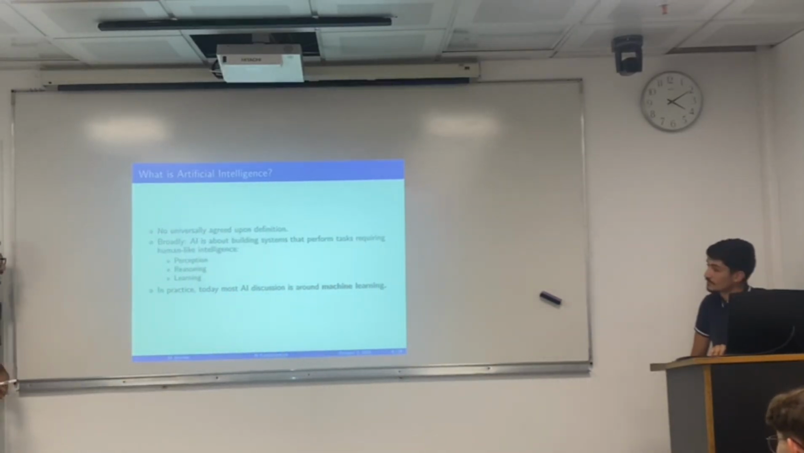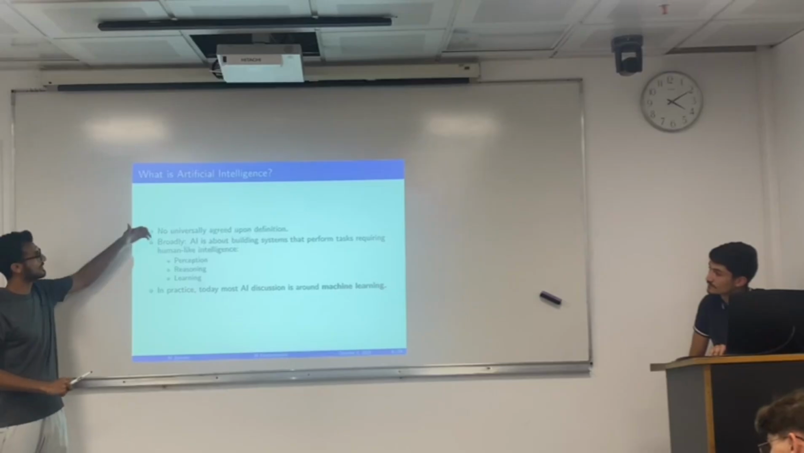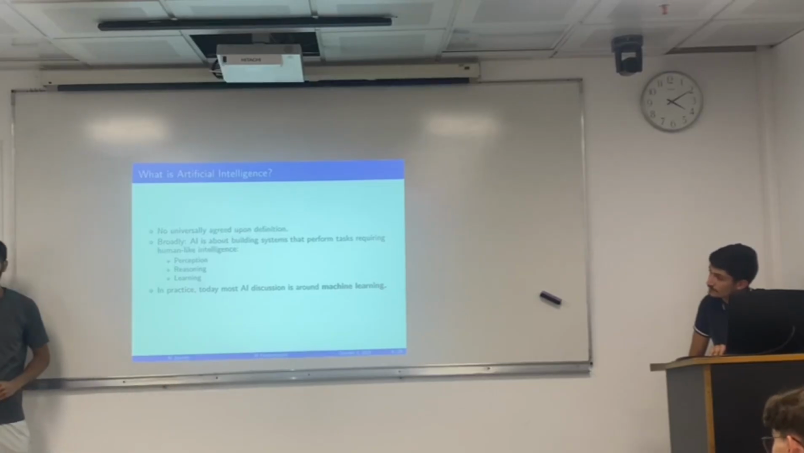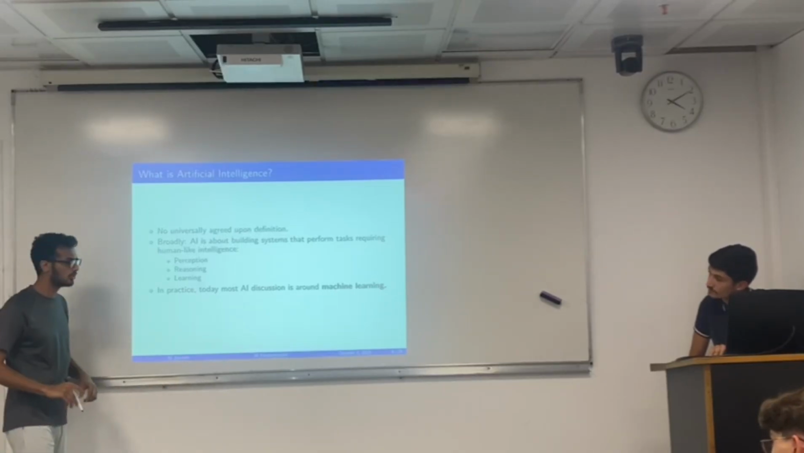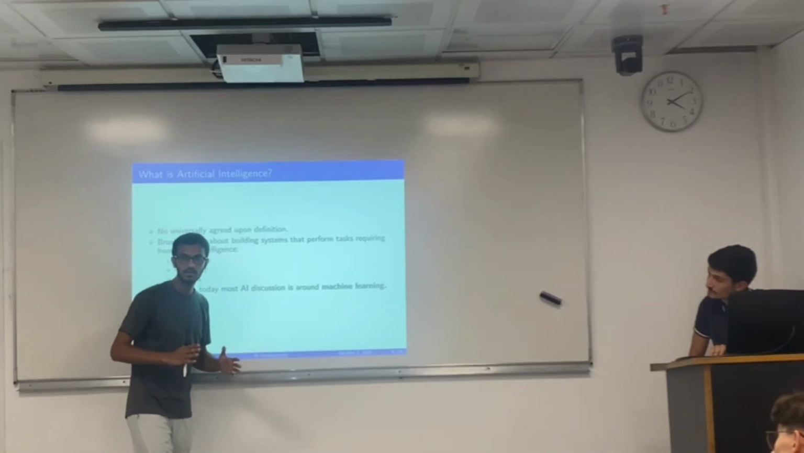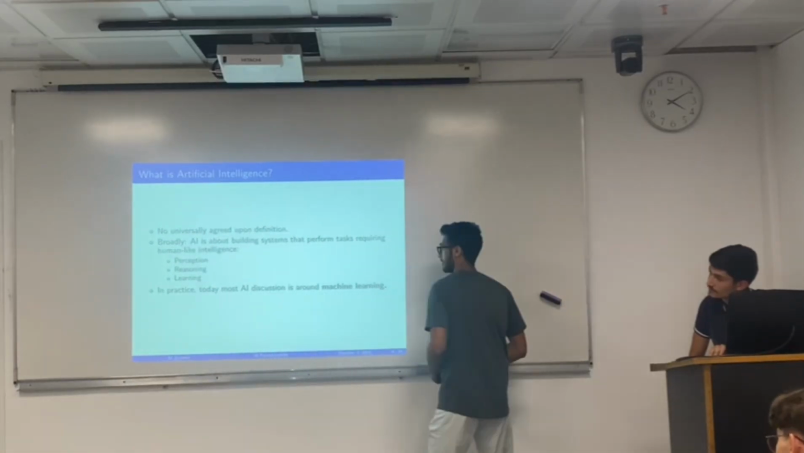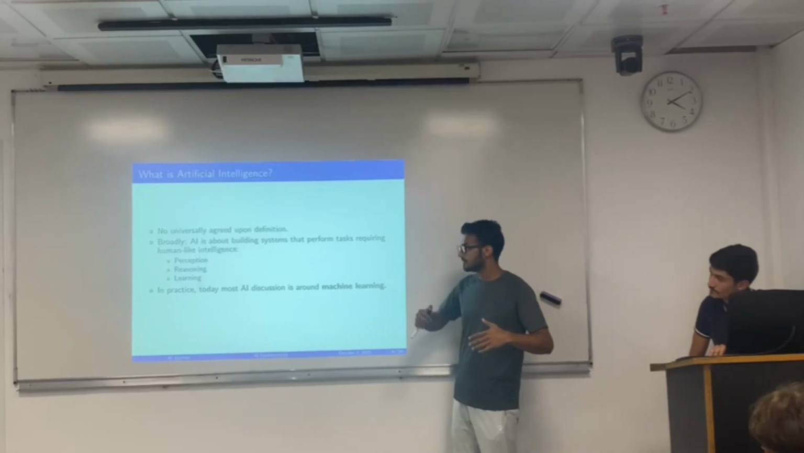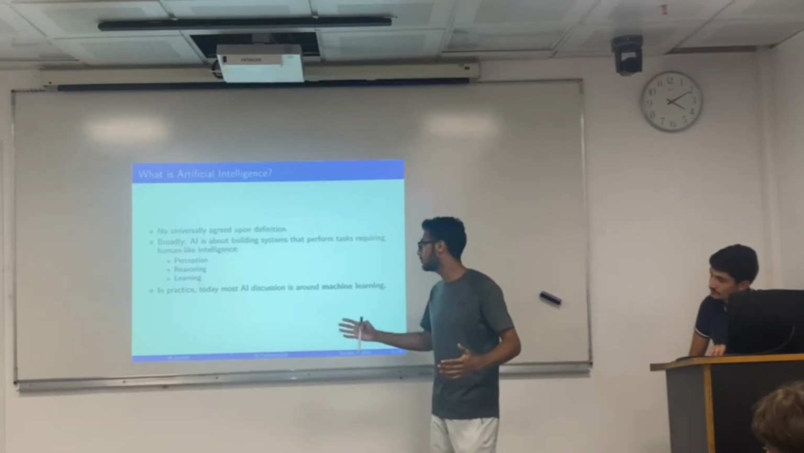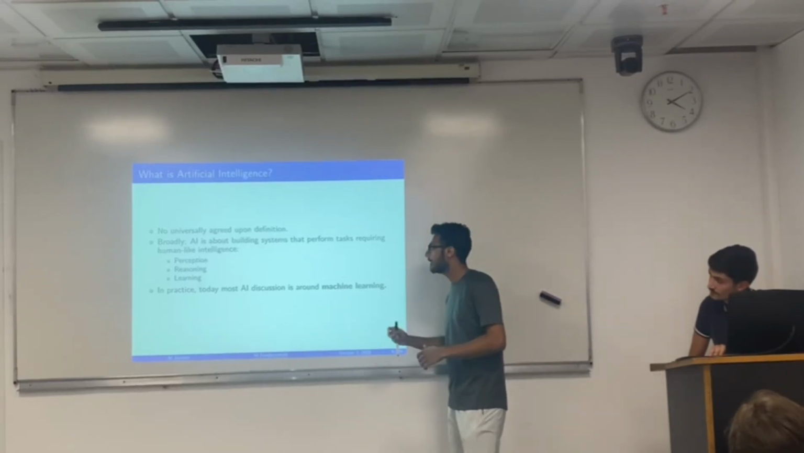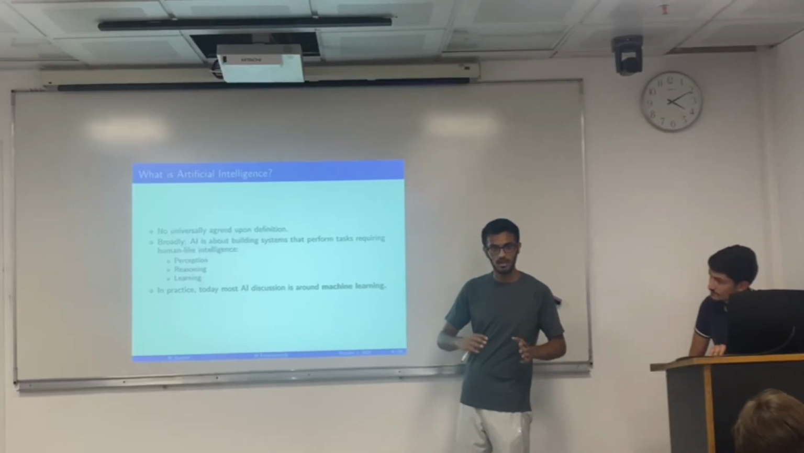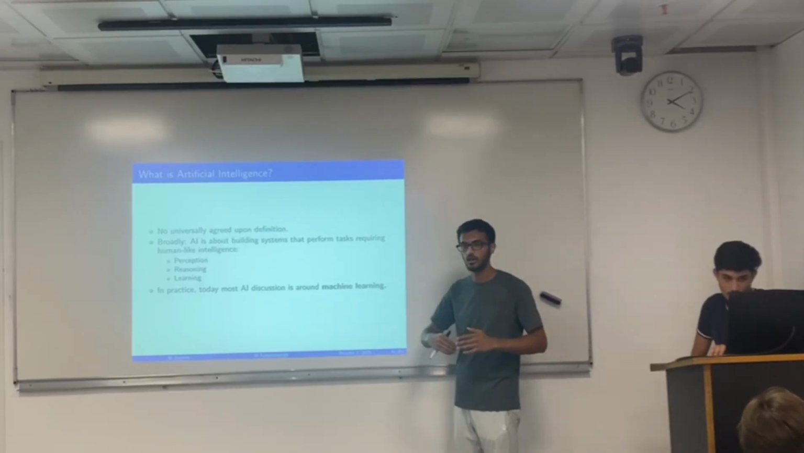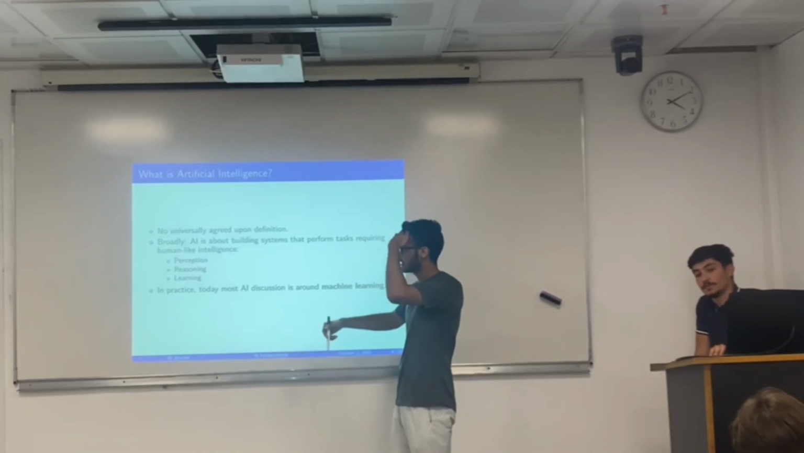We're going to come back to why AI is important to learn today, and I'm going to expand on what Ahmed was talking about. But first, let's try to define AI. The problem with AI is that there's no solid, universally agreed-upon definition. A hand-wavy definition is that AI is about building systems that perform tasks that require human intelligence, such as perception.